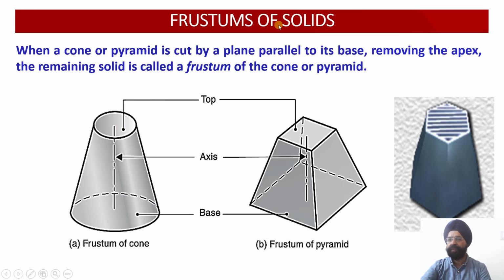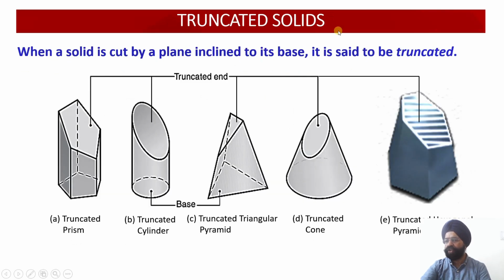And the second category of the cut solids is the truncated solid. Whenever a solid is cut by a cutting plane inclined to its base, then once again the upper apex portion will be thrown off, but the remainder solid is called a truncated solid. So this is a truncated pentagonal prism, a truncated cylinder, a truncated triangular pyramid, a truncated cone, and a truncated hexagonal pyramid.